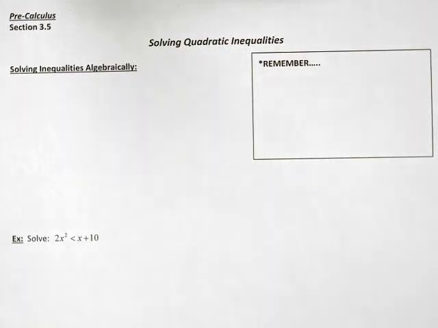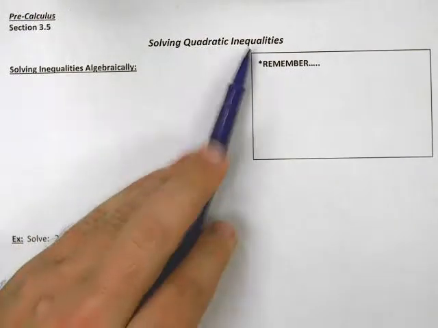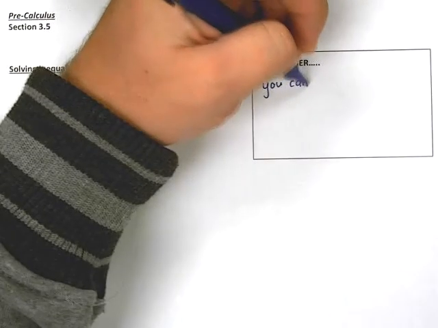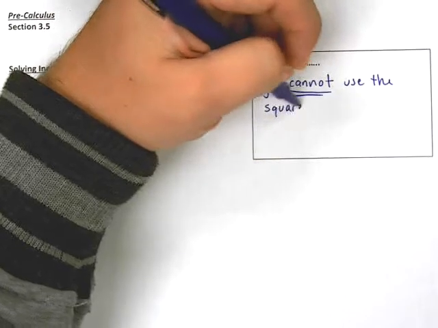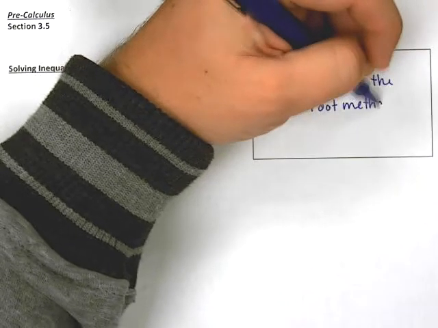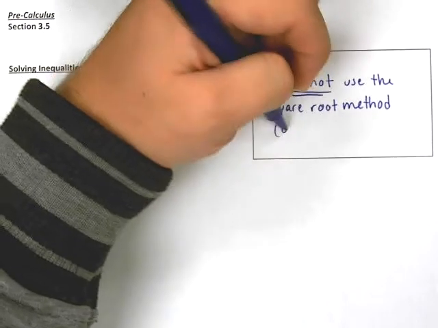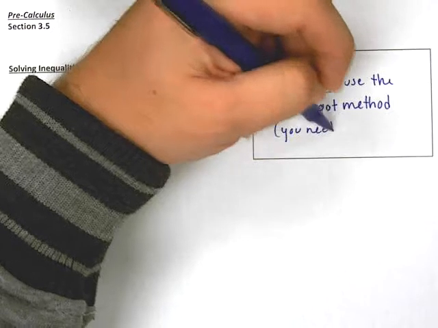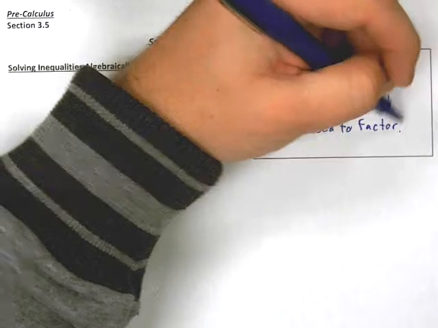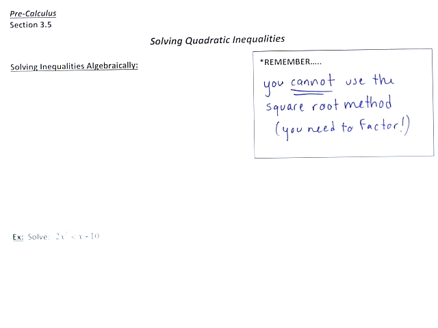So remember, with quadratic inequalities, you cannot use the square root method. Okay, you cannot use the square root method, hence you need to factor. Okay, you need to factor. All right, so let's get some steps down.